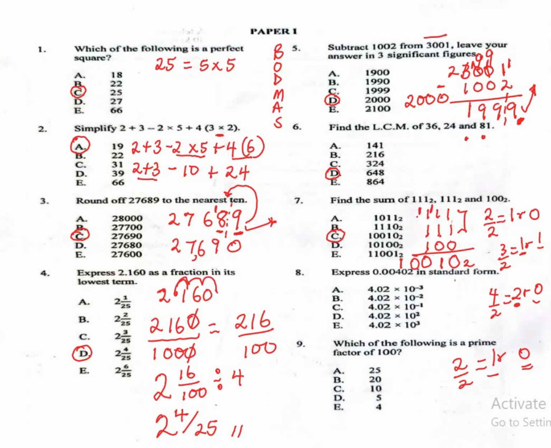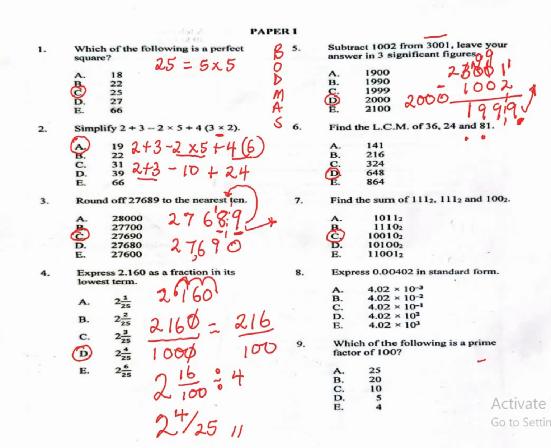Okay, let's look at question number 8. So let's create space for question 8. Question 8 says, express 0.00402 in standard form. To express this in standard form, from this decimal point, move down to the first non-zero digit. That's 1, 2, 3. I counted 3 places to get to the first non-zero digit, so I will have 4.02.